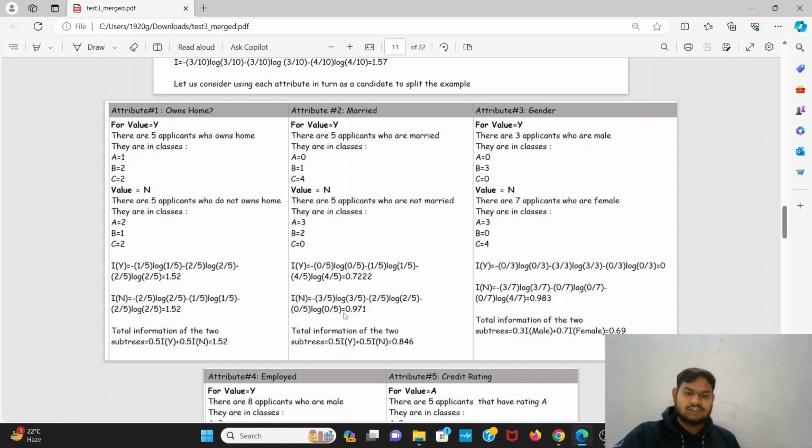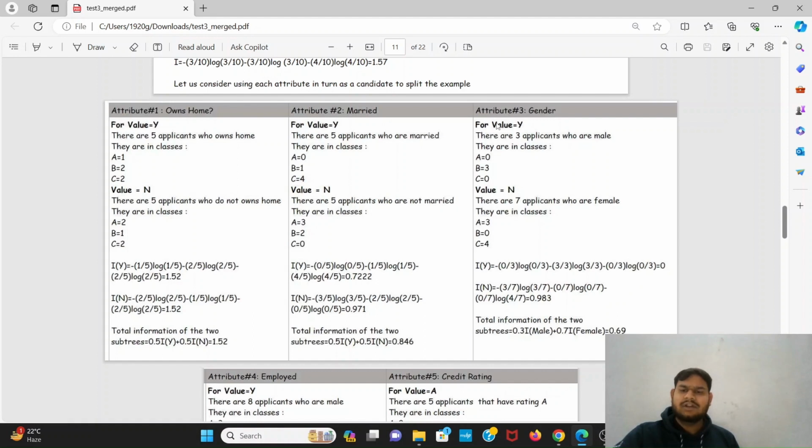Entropy of N is equal to 0.971. Total information of two subtrees equals 0.5 into entropy of Y plus 0.5 into entropy of N, which is equal to 0.846.